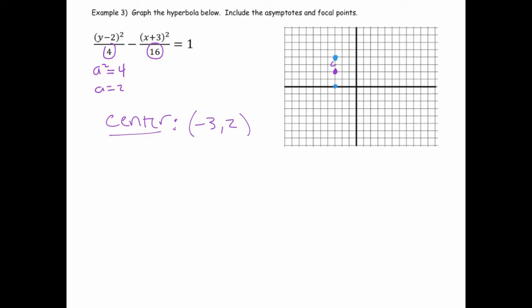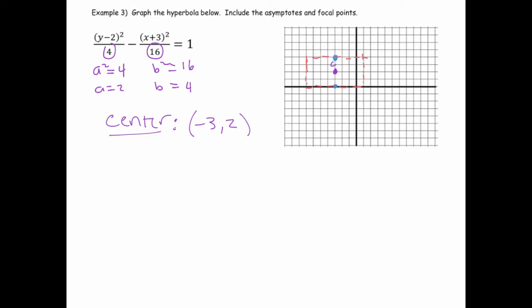And this is our b squared, which means that b is 4, and horizontal movement 4 on either side of the center will give me the endpoints of the conjugate axis. But what I'm going to do now is just sketch this central rectangle here. I'll dash it in, because it's not actually part of the hyperbola, it's just a scaffolding we use.